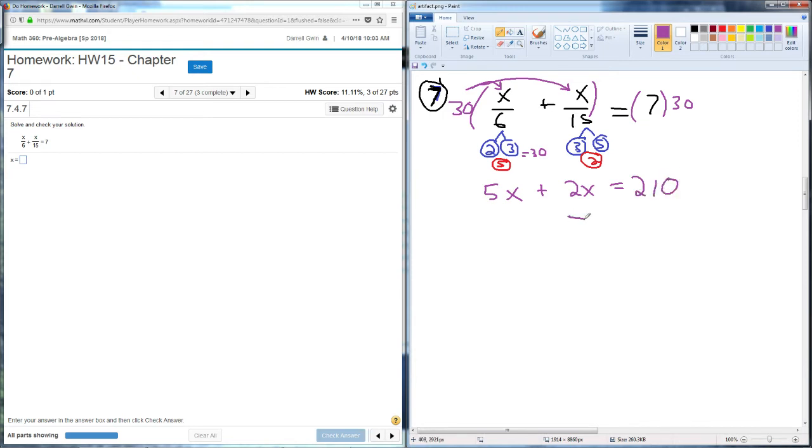I'll do that. Combine like terms, we get 7x equals 210. And divide by 7. Weird. It's going to go back to 30. We just multiply by 7 and then divide by 7. Back to 30.